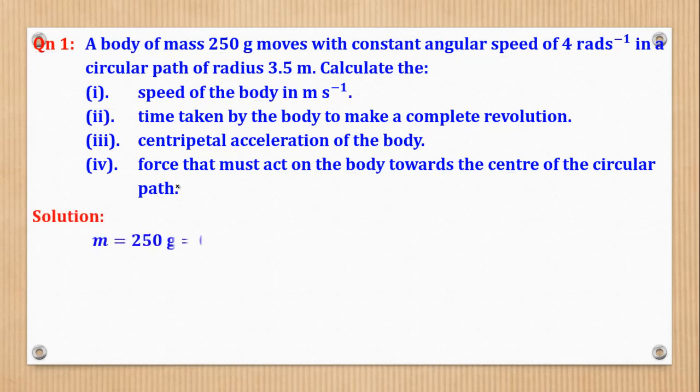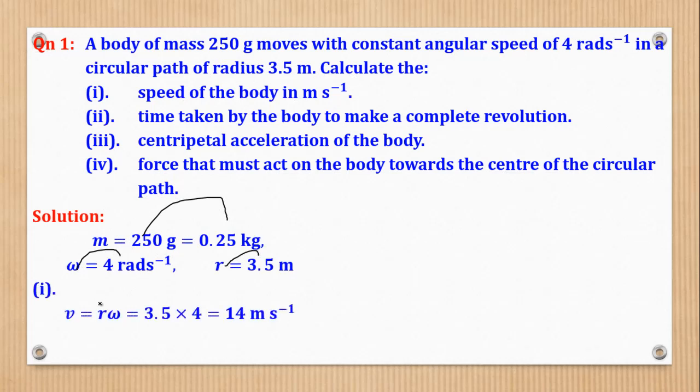So let's start with Roman 1. First of all, you know that mass should be in kilograms. Then the angular velocity is that, the radius is that. Therefore, for linear speed, v is r omega. Substitute for r and omega, and you come up with the linear speed.